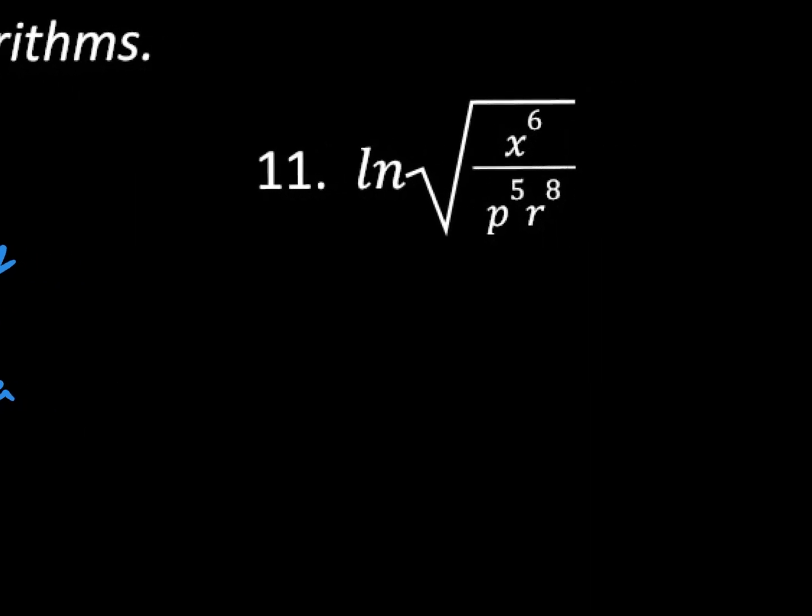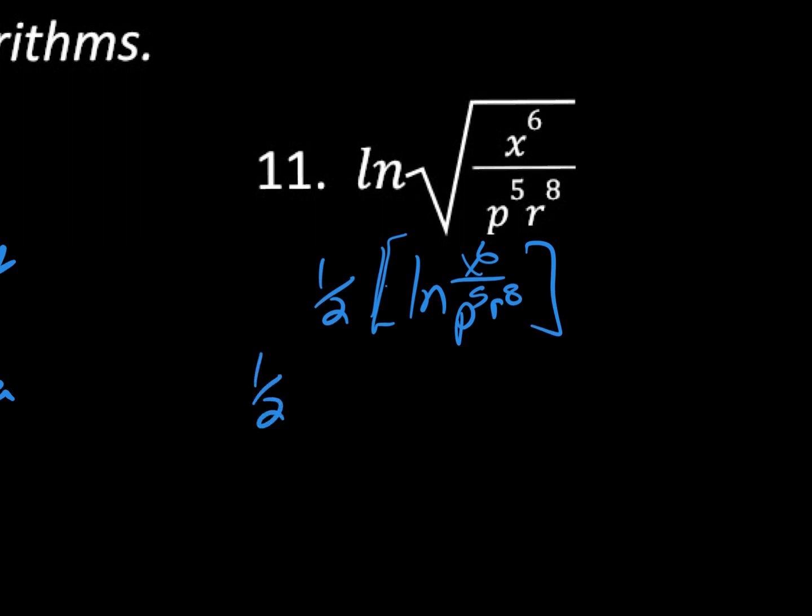Okay, so first of all, it's all under a big square root. So I'm going to put the 1/2 in the front first. Remember, square root: bottom is the root, top is the power. So I'm going to have 1/2 of natural log. Let's make a big bracket here of natural log x to the 6 over p to the 5 r to the 8, like that, which means that 1/2 is going to go for everything I do.